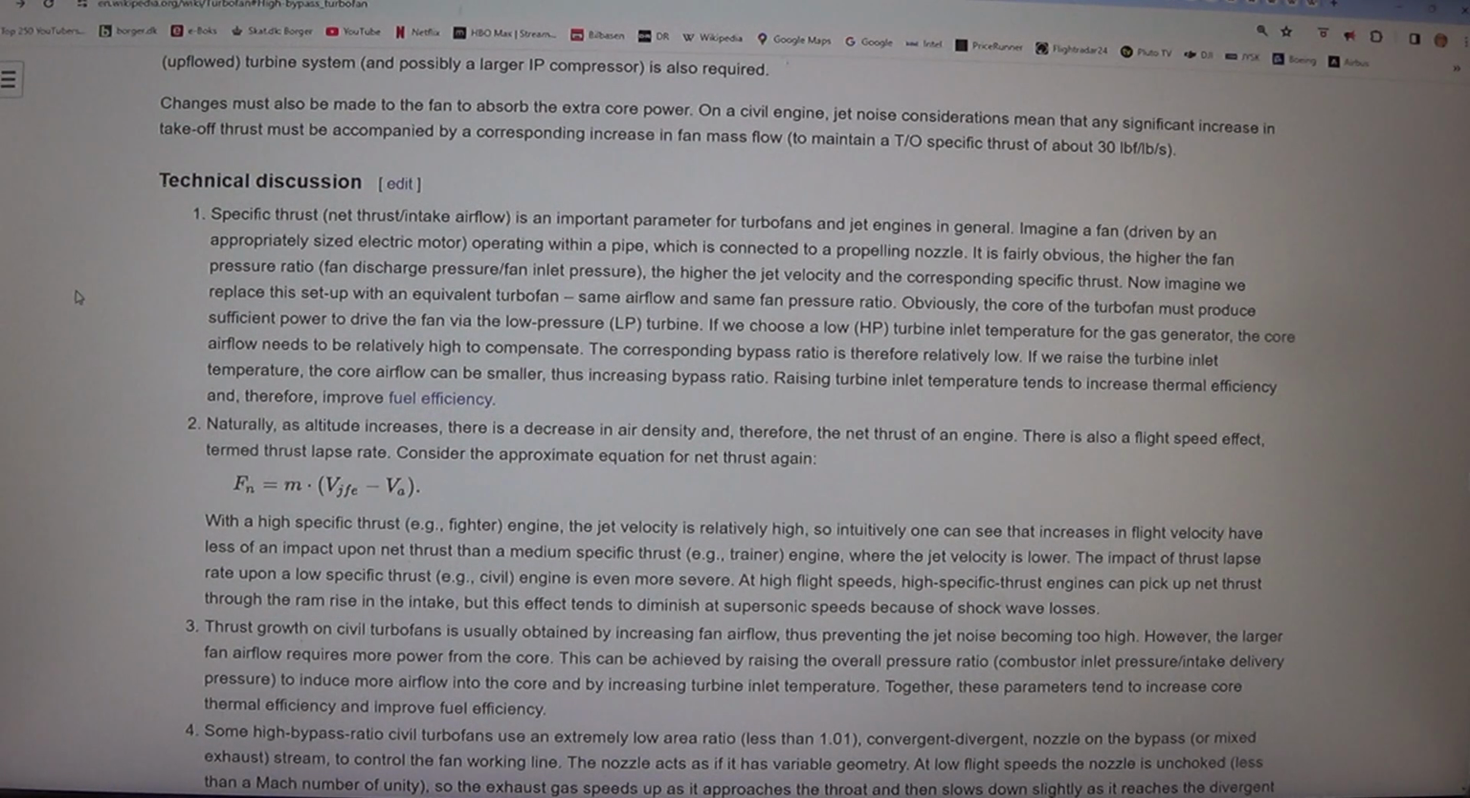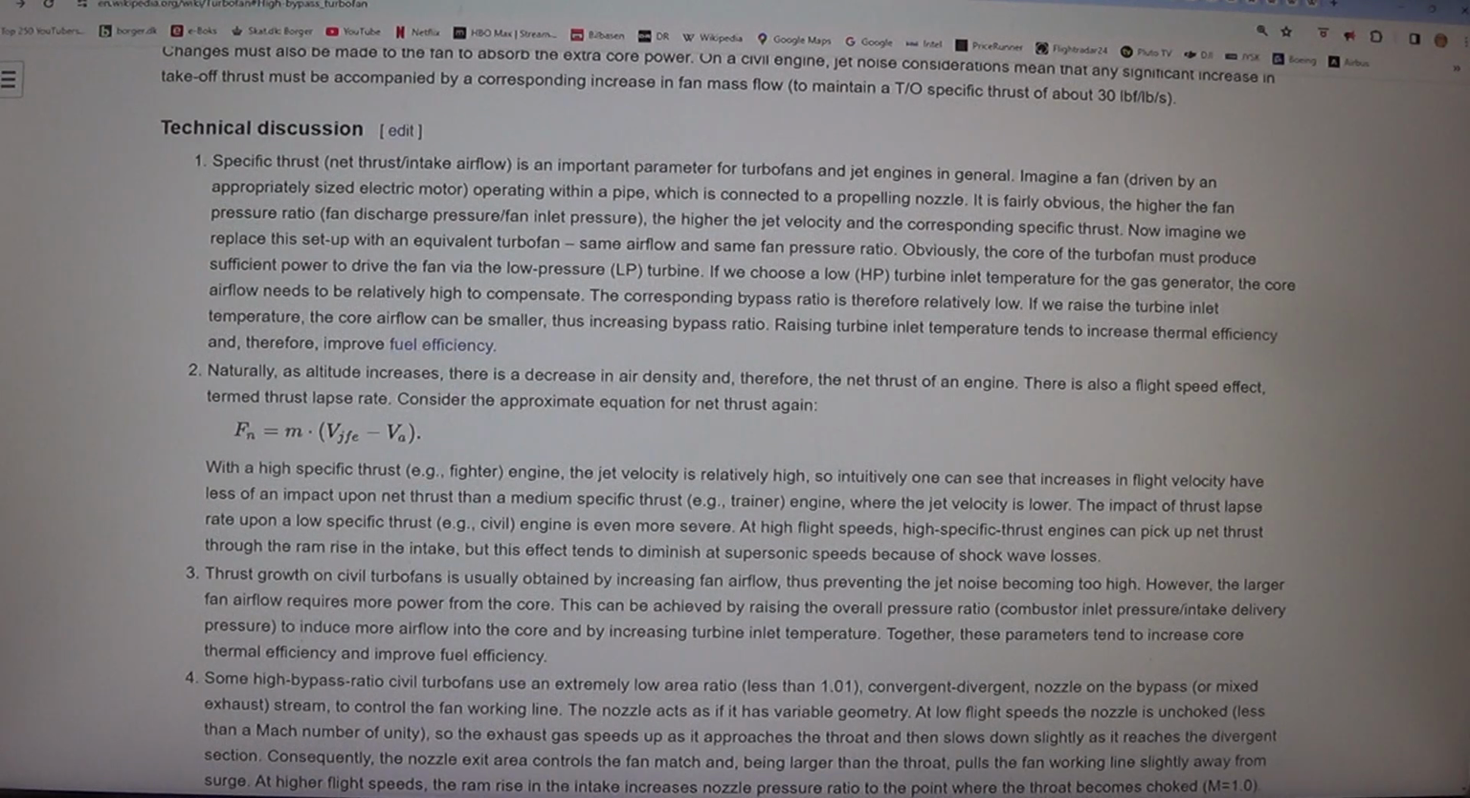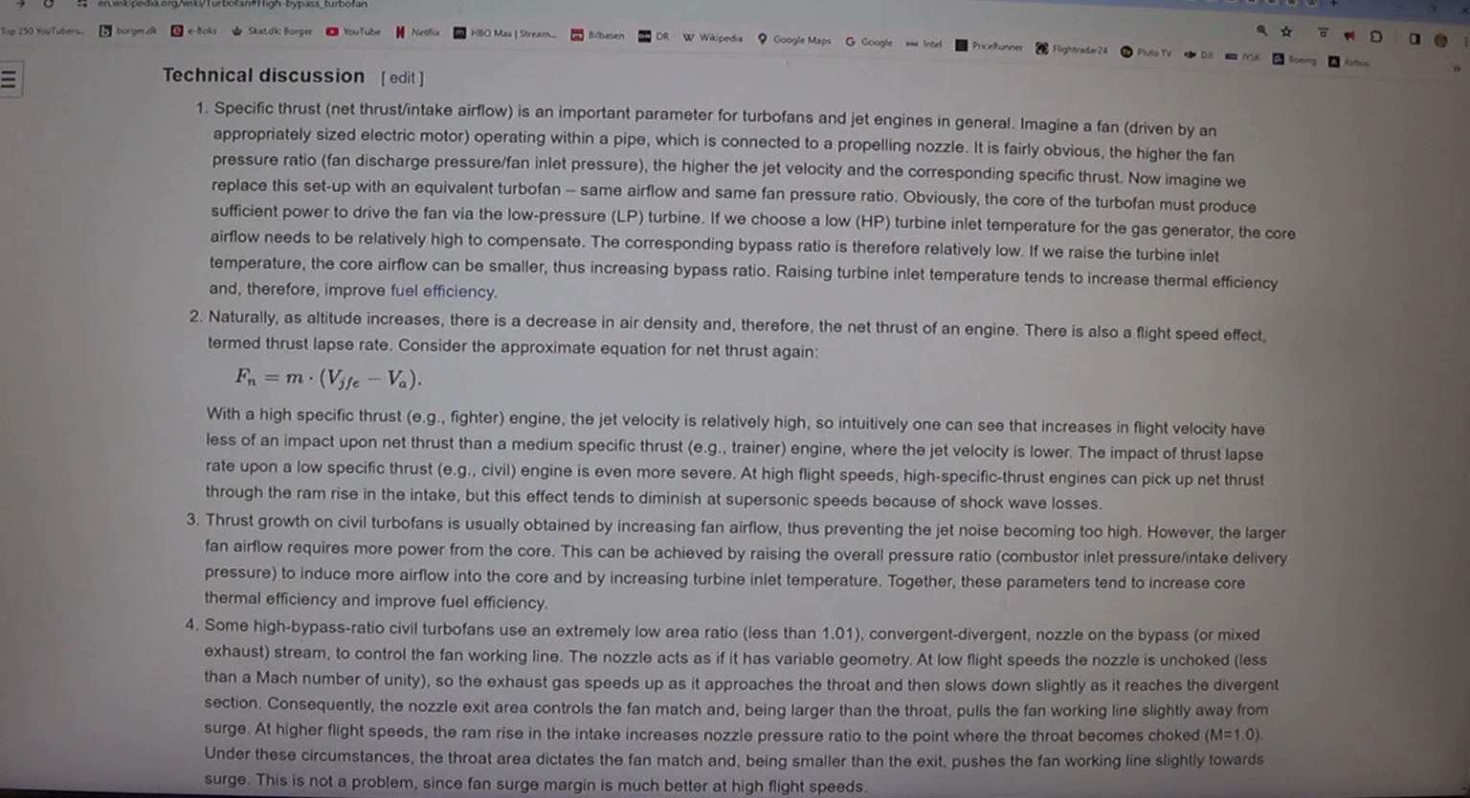If we choose a low, HP, turbine inlet temperature for the gas generator, the core airflow needs to be relatively high to compensate. The corresponding bypass ratio is therefore relatively low. If we raise the turbine inlet temperature, the core airflow can be smaller, thus increasing bypass ratio. Raising turbine inlet temperature tends to increase thermal efficiency and, therefore, improve fuel efficiency.